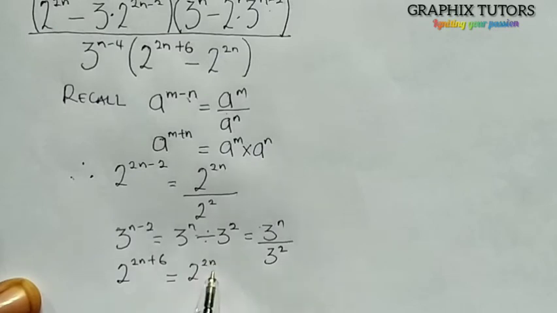Now also, when you have 2n plus 6, it's going to give us 2n times 2 raised to the power 6. So I'm going to put all those values here.